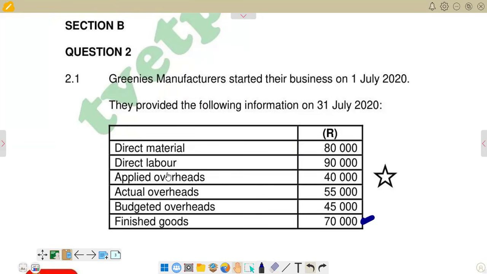Then out of the 55,000 that we have, we are going to take 40,000 out of it, and then we transfer it as the figure that we put on the debit side of the production control. So we are going to put 40,000 on the credit side of the manufacturing overheads control. The double entry of this 40,000 is that we credit manufacturing overheads control and we debit production control. And then the balance that we are going to get in the manufacturing account will transfer to the cost of sales.